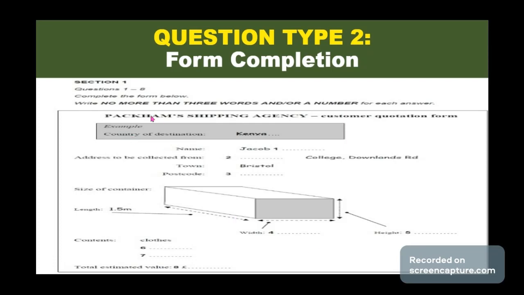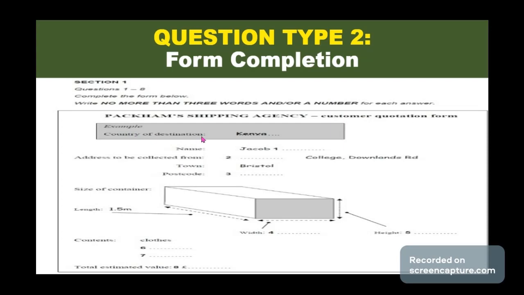You can see here that this is section 1, and that means that this type of question can always occur in section 1 of the test. And then you are going to answer questions 1 to 8, all right? And the instruction is that you should complete the form below. But then one instruction is critical. Write no more than 3 words and or a number for each answer. So when you go further, you discover that this is Packham's Shipping Agency customer quotation form.